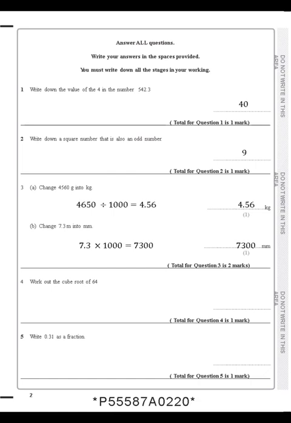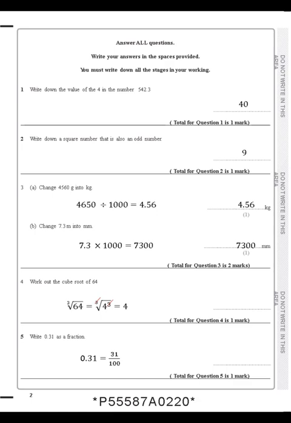Question 4. Work out the cube root of 64. So in your calculator, click Shift, square root button and insert 64. When you click equals in your calculator, this is equal to 4. So cube root of 64 is equal to 4.